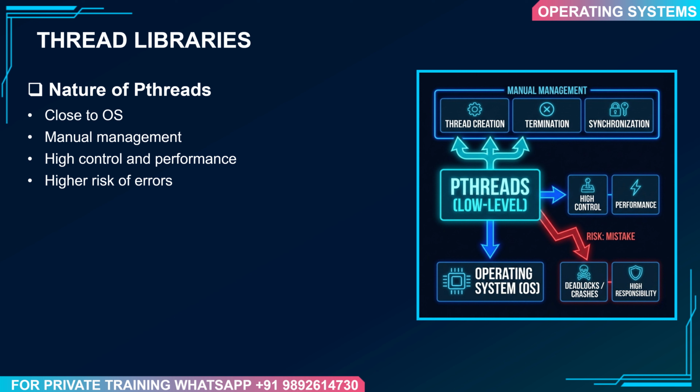One important thing to understand about pthreads is that it is very close to the operating system. It feels low level. You must manage thread creation, termination, and synchronization manually. This gives you great control and performance, but it also means more responsibility. A small mistake, like forgetting to unlock a mutex, can cause deadlocks or crashes. That is why pthreads is often used in system software, servers, and performance critical applications.